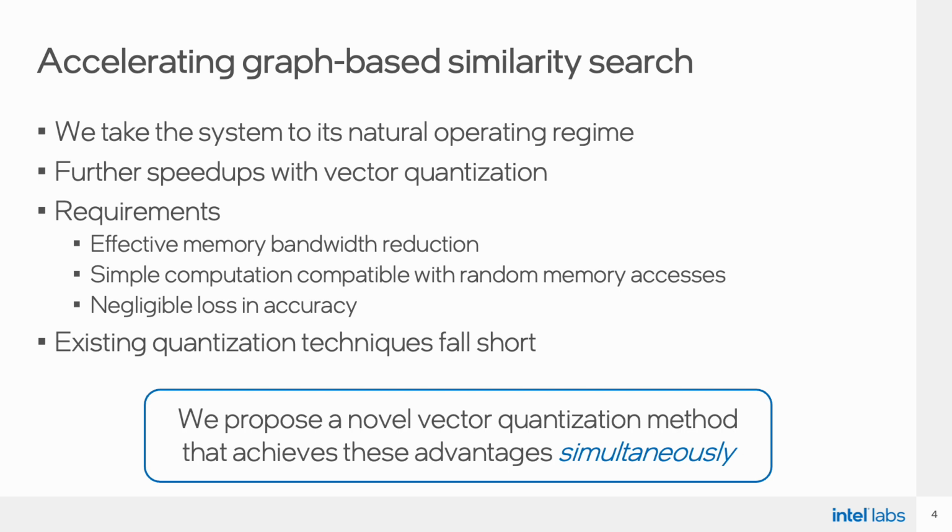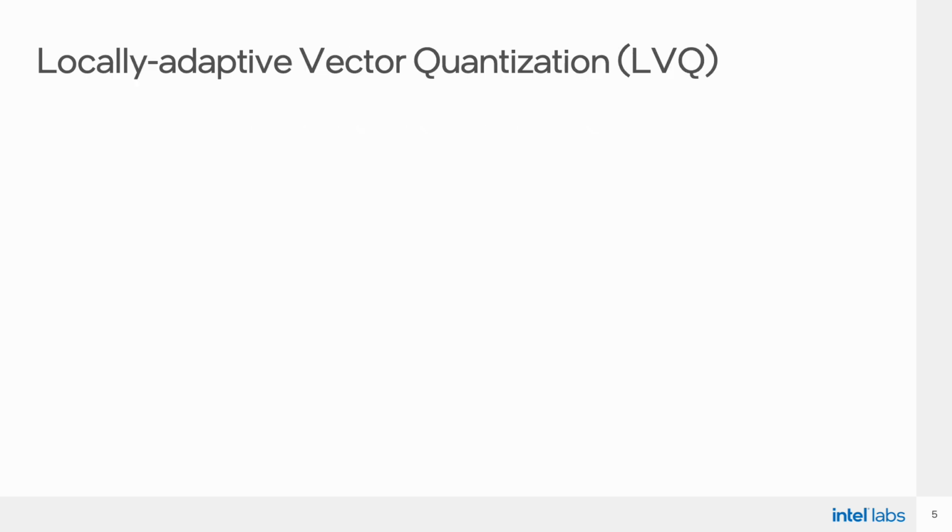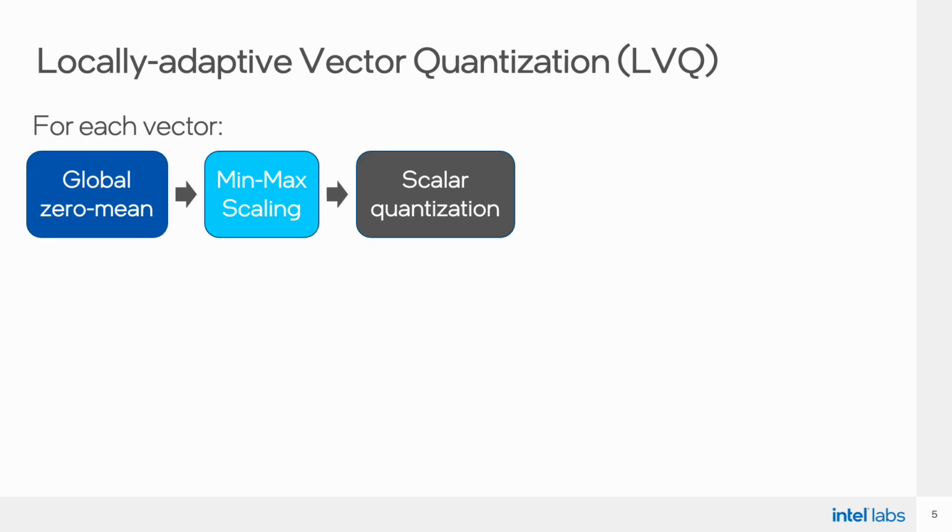In this work, we propose a new quantization technique that achieves all of our goals, unlocking a new level of similarity search performance. We now introduce locally adaptive vector quantization, a novel algorithm that accelerates the search while simultaneously reducing the amount of memory occupied by the vectors. The simplicity of LVQ allows us to perform distance computation extremely quickly and yet maintain a small quantization error. LVQ operates as follows. We start by computing the mean vector for the entire dataset. Then, we subtract the mean from each vector and individually scale it using its minimum and maximum values. Finally, we run a standard scalar quantization for each of its values.